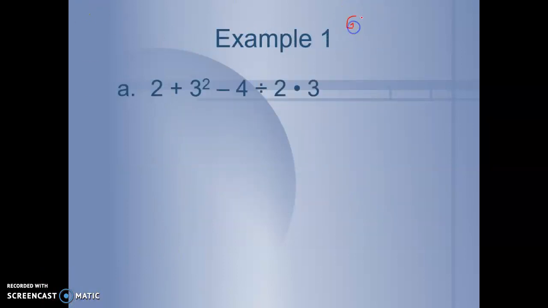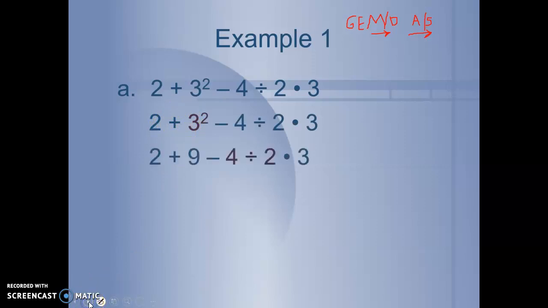I'm going to write GEMDAS up here so that we can go through the steps one at a time and make sure we're doing this correctly. Multiplication and division done at the same time from left to right, and addition and subtraction, same time left to right. So that says GEMDAS. First, we're going to start with grouping symbols, and if we look at example A, we don't have any grouping symbols. So we move on to the next step, which is exponents. We do have some exponents. There we go, 3 to the second power. That can be simplified as 9. That's the only exponent we have.